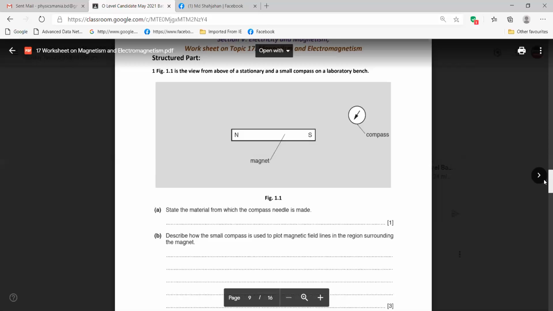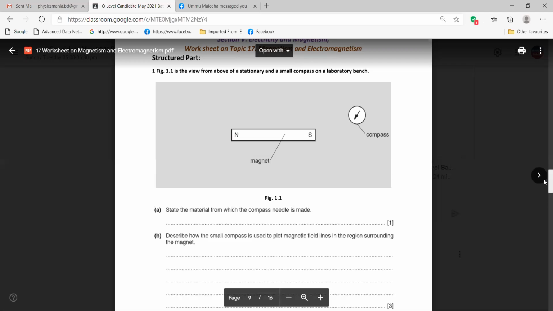Magnetic force it can create, and using these magnetic field lines we can have the north pole, right? So which direction will be the north pole? Is it clear now?